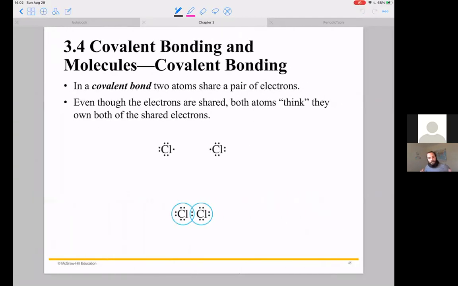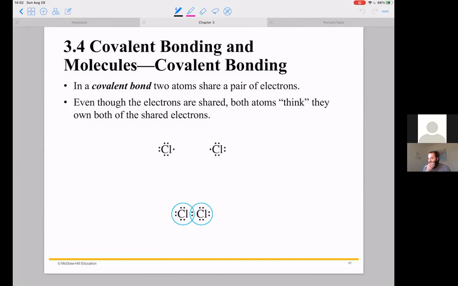A covalent bond is different from an ionic bond. Remember, ionic bond was all about sort of ion interactions or charge-charge interactions, a positively charged ion interacting with a negatively charged ion. But nonmetals don't form positively charged ions, right? So this covalent bonding is completely different. Covalent bonding is sharing of electrons, okay?